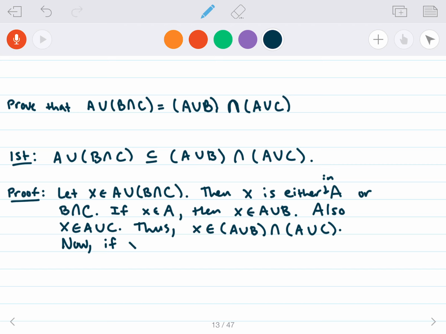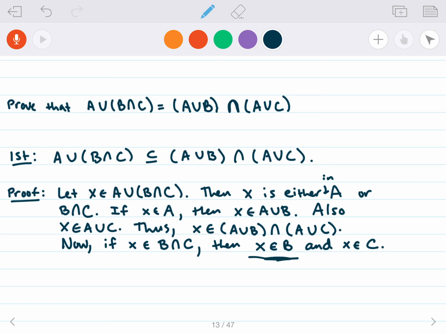Now, if X is in B intersect C, what does that mean? Well, that means X is in both B and C. X is in B and X is in C. That's what that means. Remember the end goal: we're trying to show that X is in the intersection of these sets. So can we say something in terms of these sets if we know X is in B and X is in C? Well, yeah, actually we can.